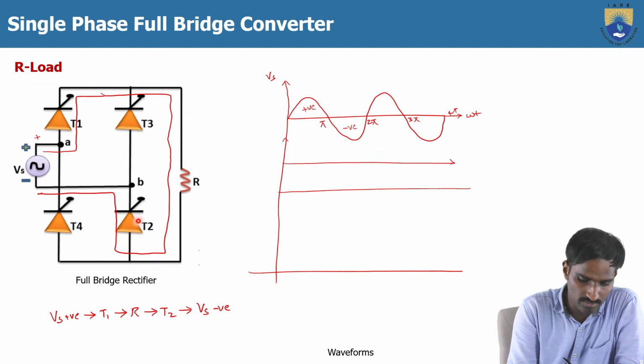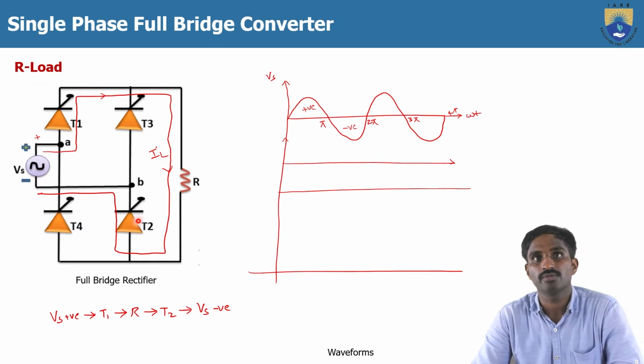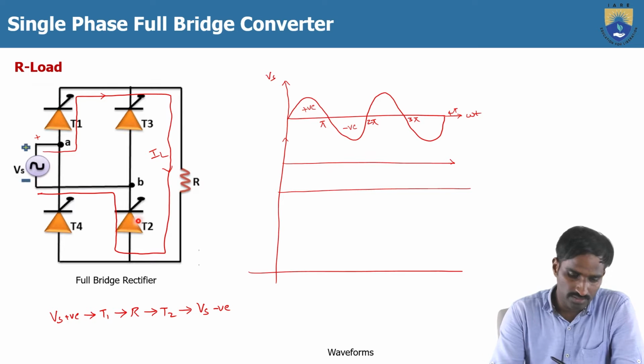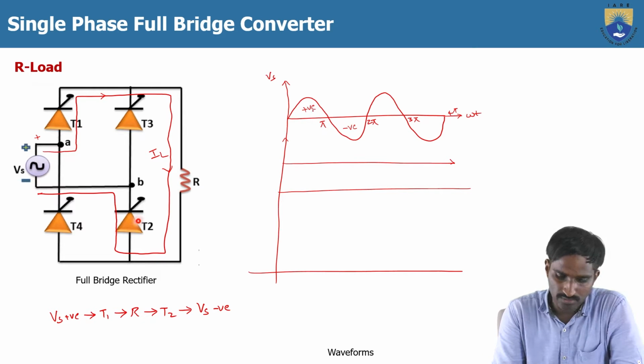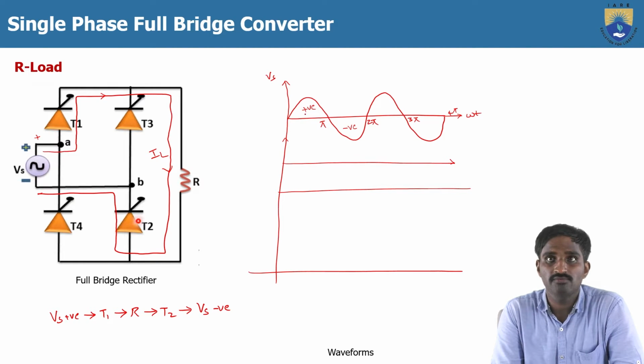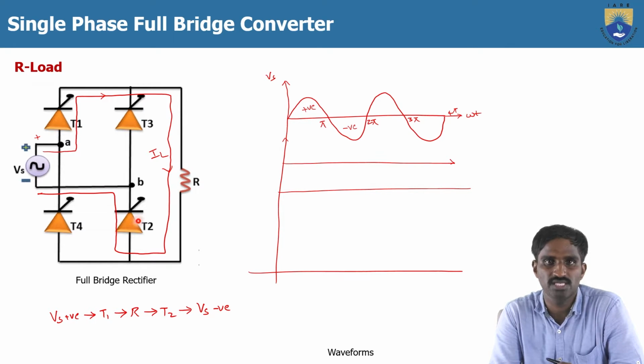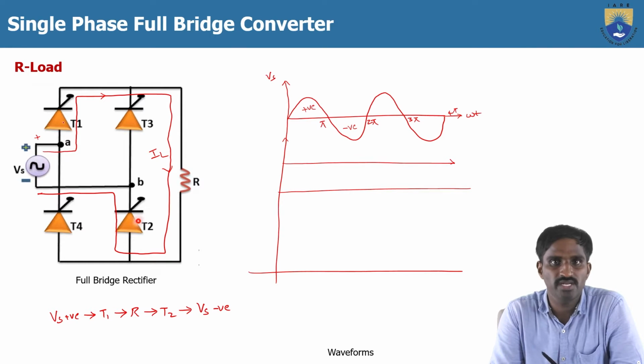This is the path of the load current which will flow from T1 to T2. Then by simply applying the forward biased voltage across the T1, T2 will not turn on. We must give a gate signal for the T1 and T2.